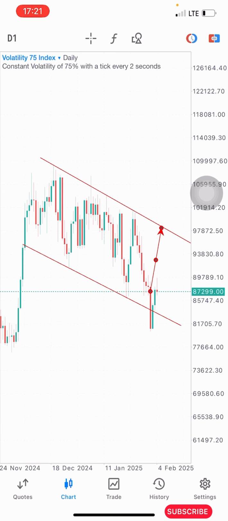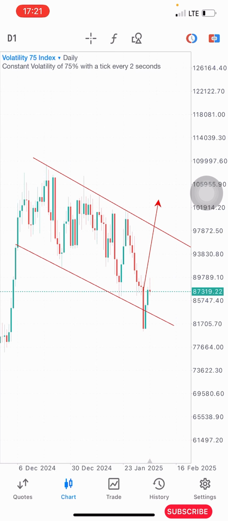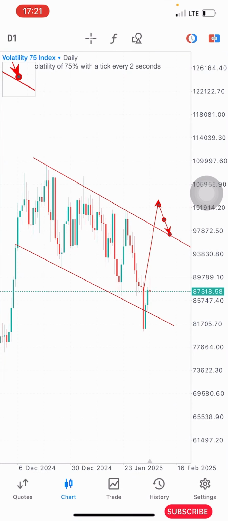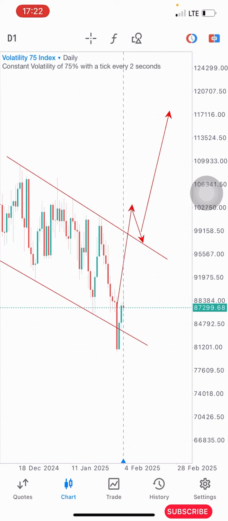I'm expecting price to go up from here, break above this structure, break above our trend line, and come back for a retest here and continue to the upside. So this is what I just spotted here.